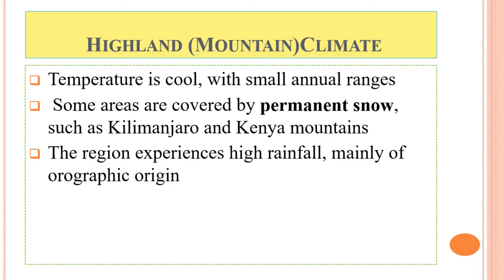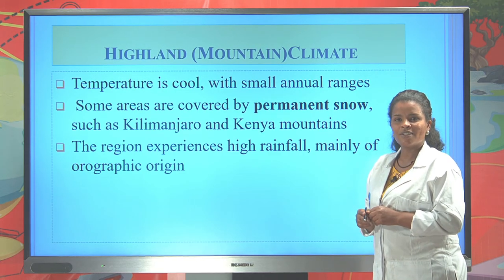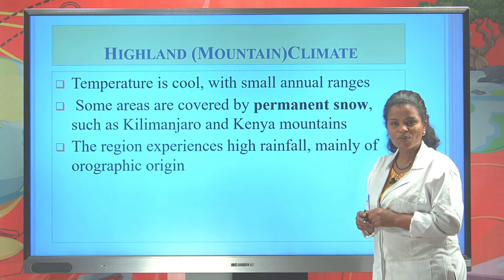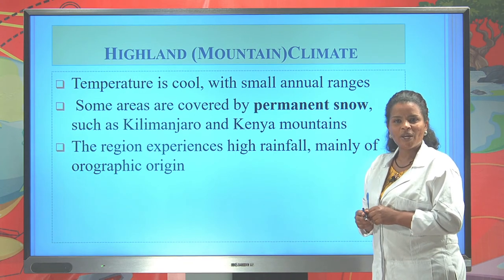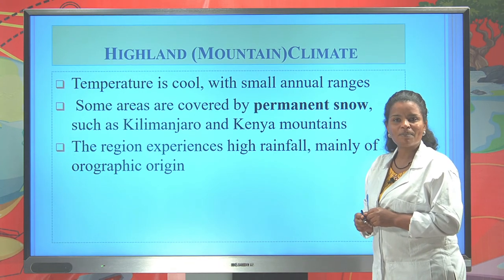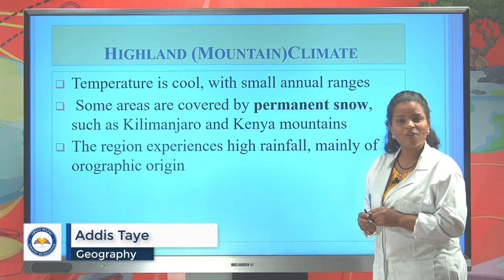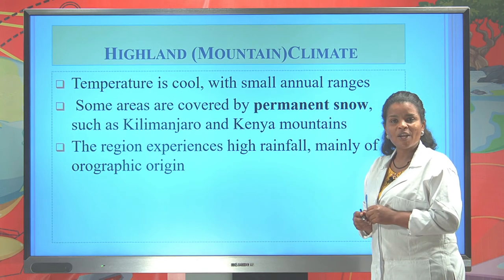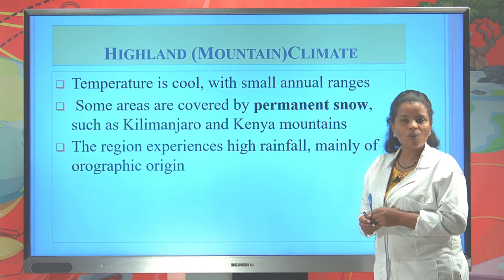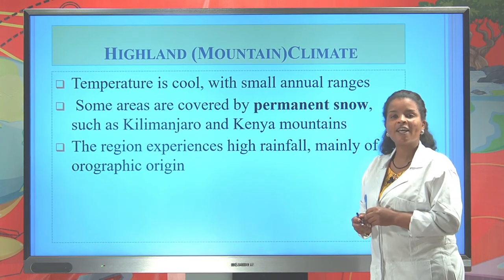Highland or mountain climate. This region has cool temperature because of its altitude. For example, Kilimanjaro and Mount Kenya are permanently covered by snow because of their altitude. The region experiences high rainfall. The type of rainfall we call orographic. Most of the highland areas of Africa receive orographic type of rainfall, because orographic rainfall is common in highlands.